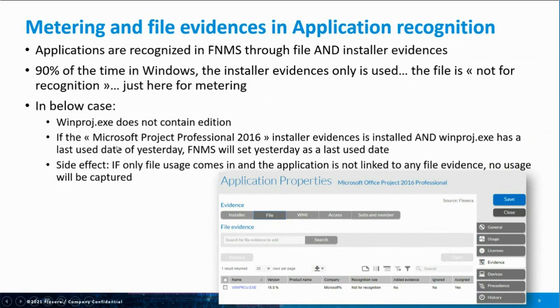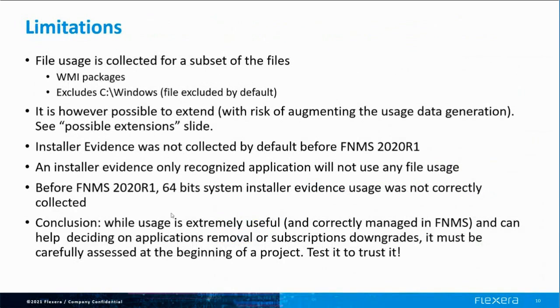So in the case below, I've described a little bit what happens. So the limitations: I started to emphasize a little bit the limitations on the usage collection for the FlexNet agent. This is just related to WMI packages. It excludes C:\Windows, which is sort of a hard-coded exclusion to avoid getting too much useless information. However, you can extend the data collection. I will go through that a little bit later.